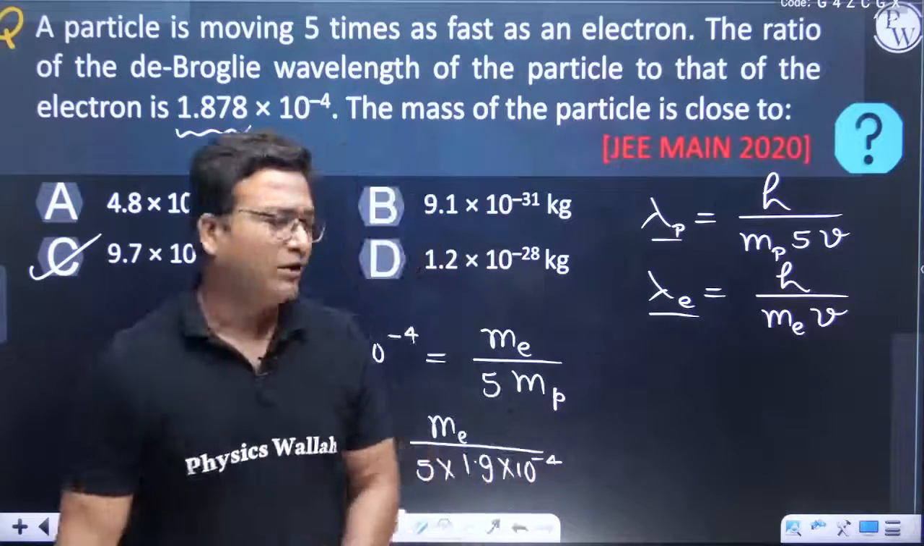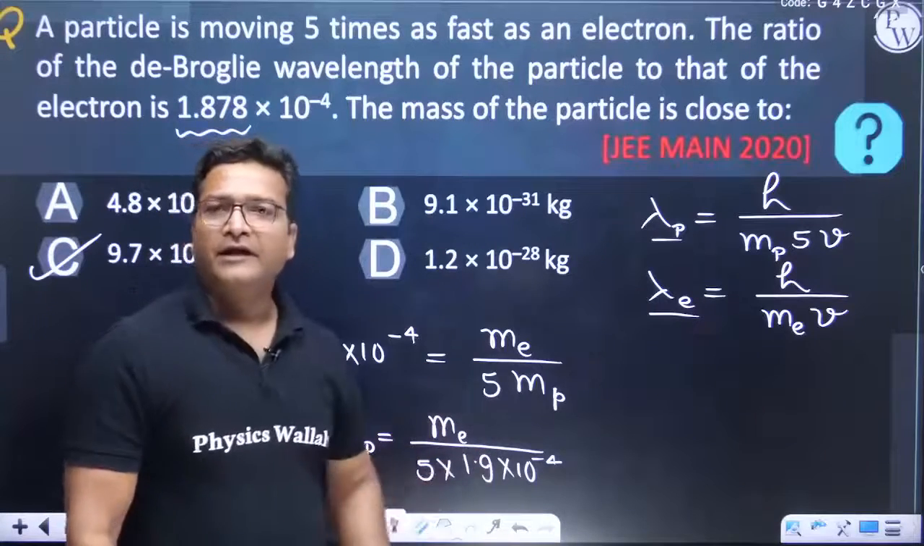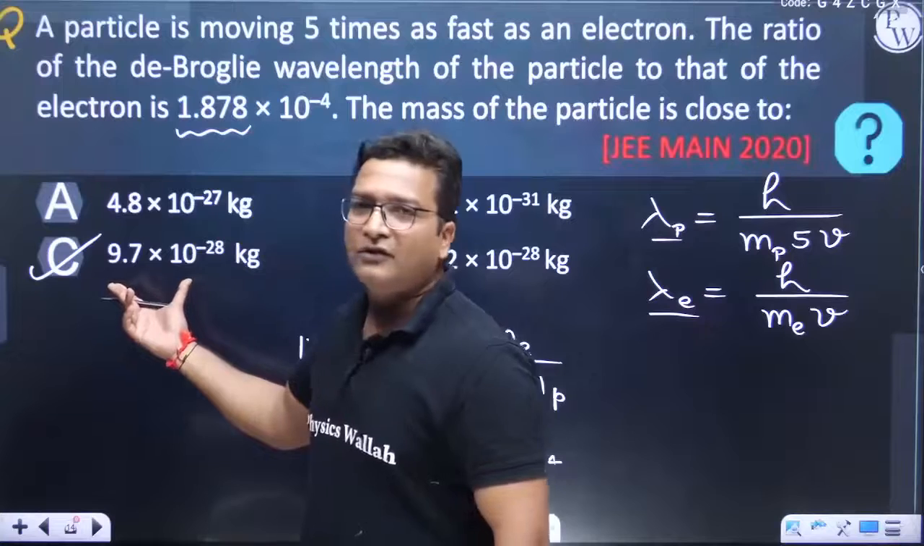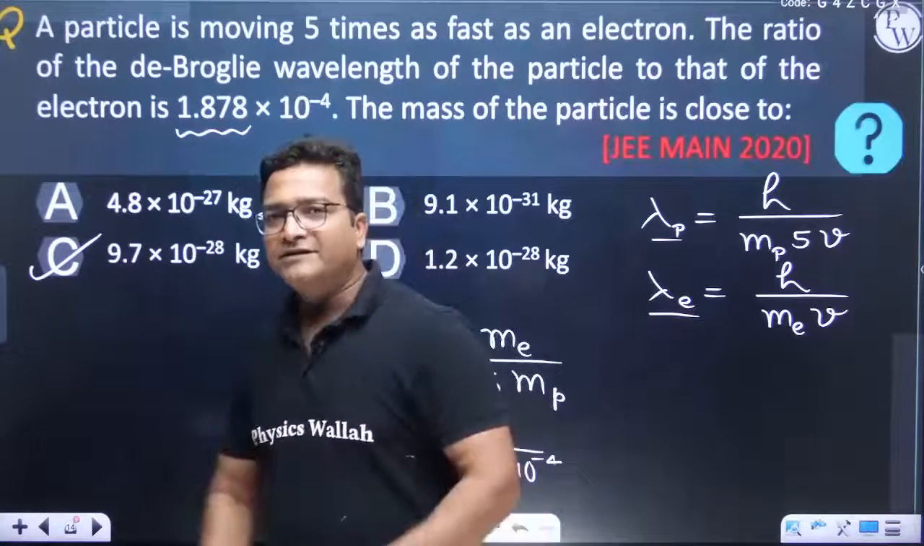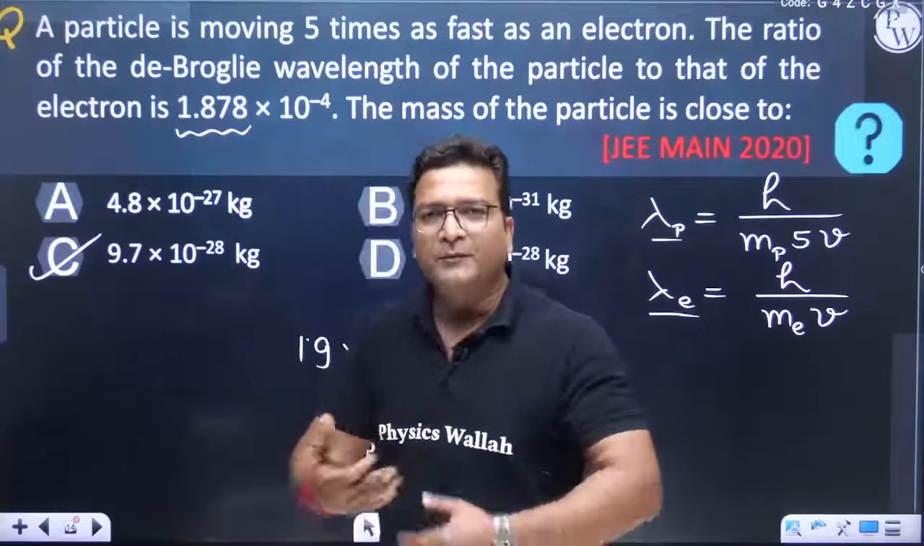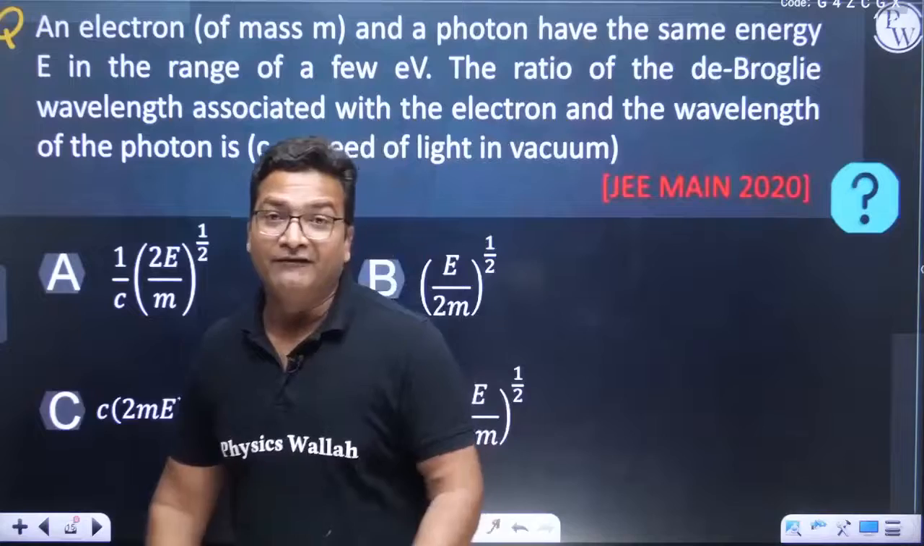You can even check by order. Its order is nearly 10 to the power minus 27, and you can clearly see its order is also almost 10 to the power minus 27. So by just doing some approximation also, you can find the result. Let us see what we have next.